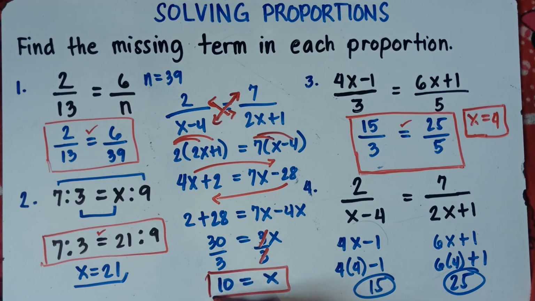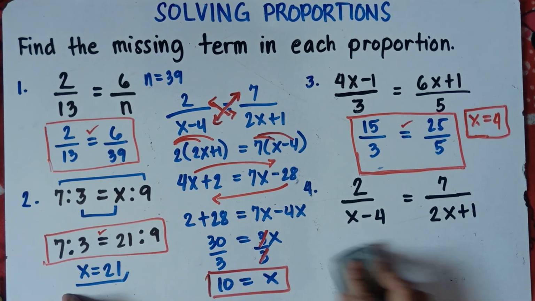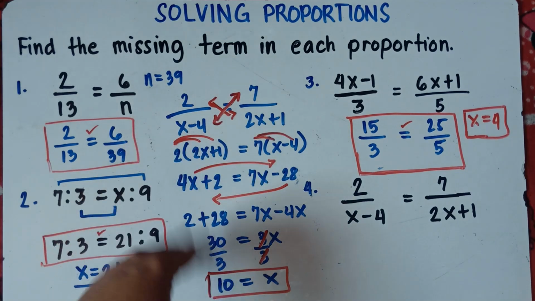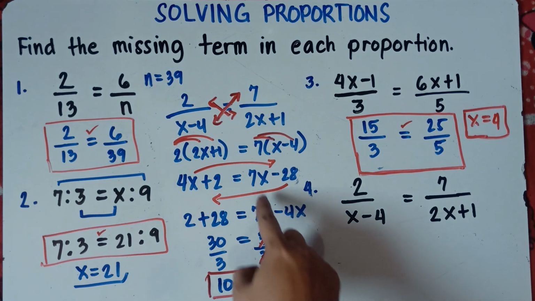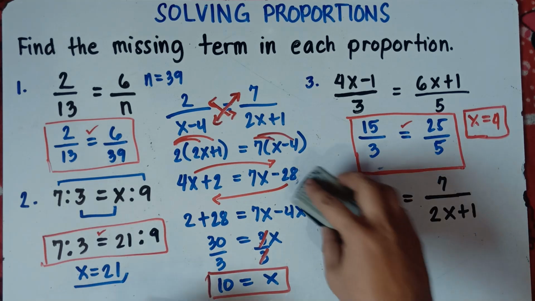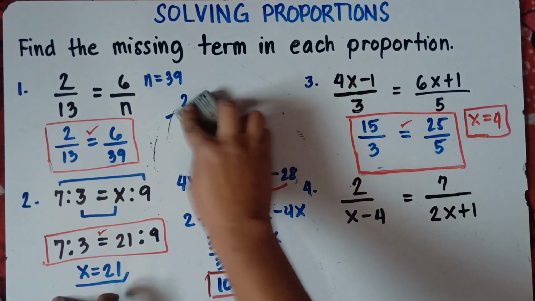Our x is 10. Now, if the teacher asks for the proportion for this one, the complete numbers, let's substitute the value of x. I hope you get this one, class. I will be erasing this one. If you want to transpose 7x from right to left, you will get the same answer, class. That is 10. So, you try that one, class, and you check if you have the same answer.